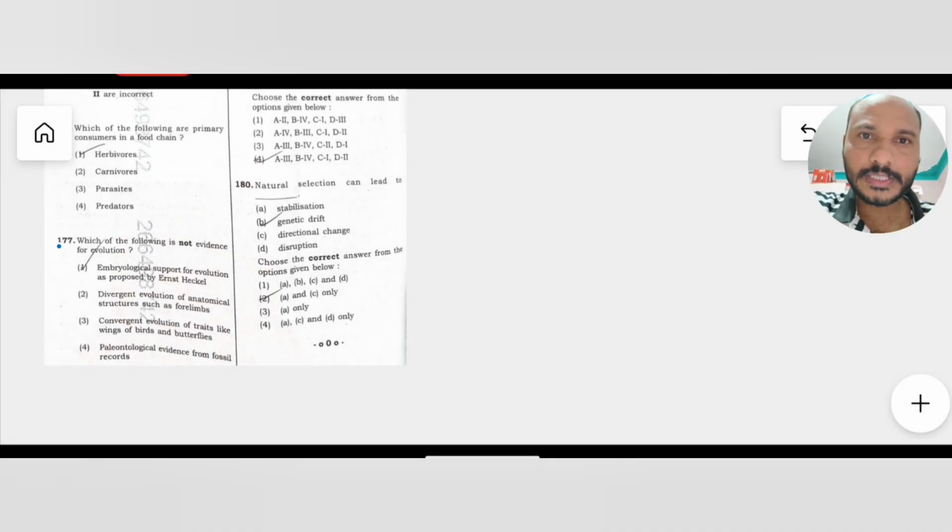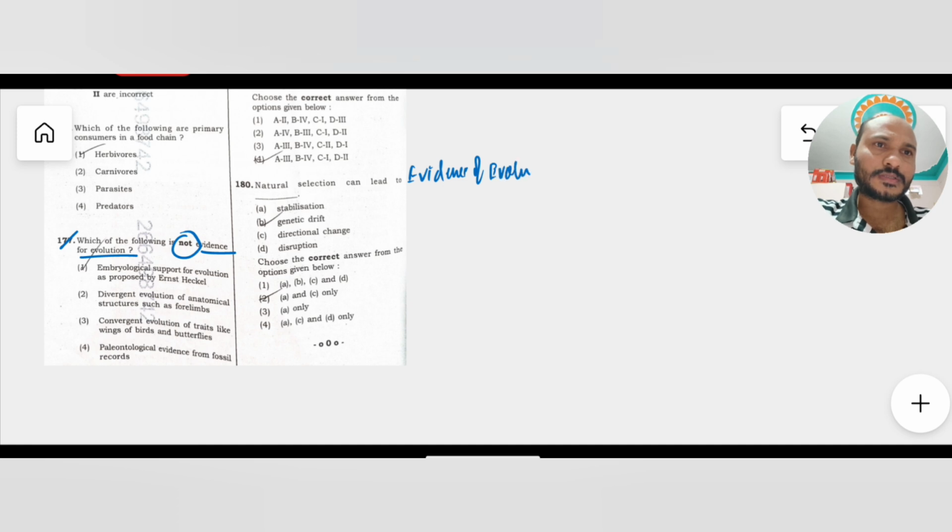Okay, next one, 177. Which of the following is not evidence for evolution? So here we have to choose the option which is not evidence for evolution. Various scientists proposed various evidence, like embryological evidence, divergent evidence, convergent evolution, and paleontological evidence. This question is mainly from evidence of evolution. Evidence means proof of evolution.